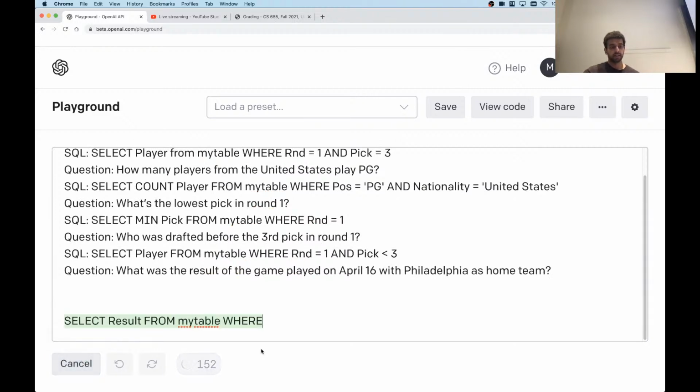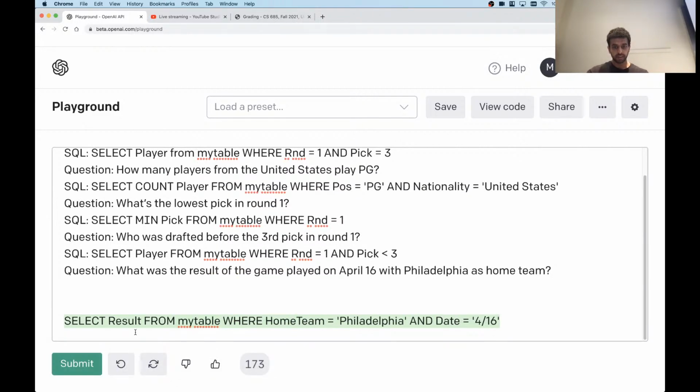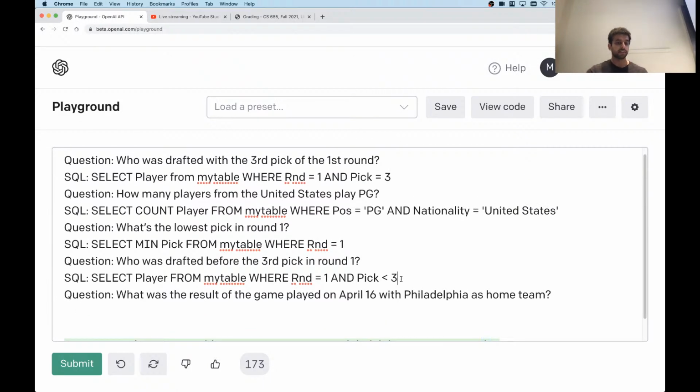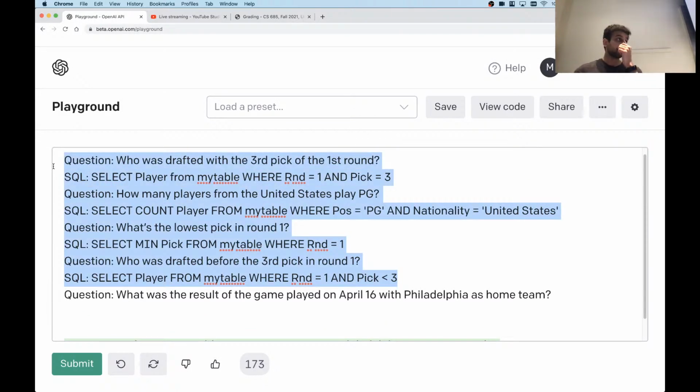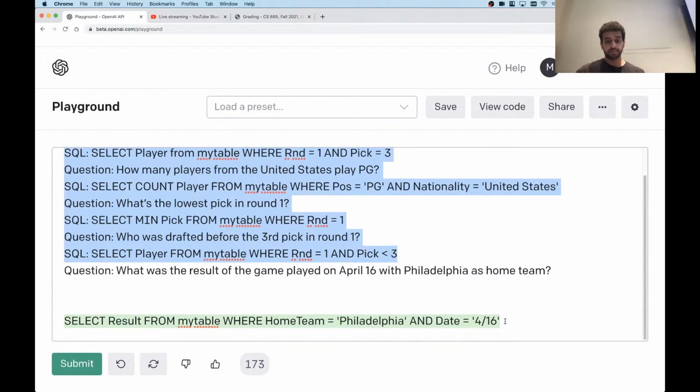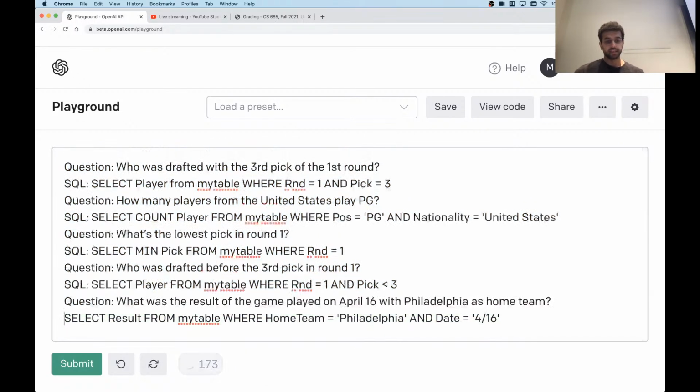So let's see. Okay, so it said select result from my table where home team equals Philadelphia and date equals, so that is basically what we wanted. And it did this with only 4 question-SQL pairs in the prompt with no training whatsoever. That's quite impressive. And maybe we can just put this into the prompt, now we have 5 prompts.